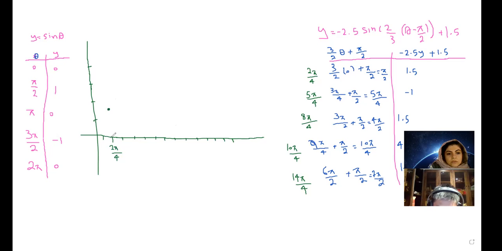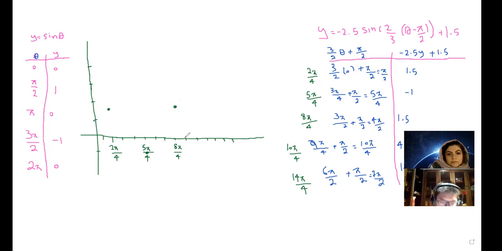5 pi over 4, 2, 3, 4, 5. So here is 5 pi over 4. It's -1. So okay, is there. And 4 pi over, sorry, 8 pi over 4 is here. 8 pi over 4 is again 1.5 there.